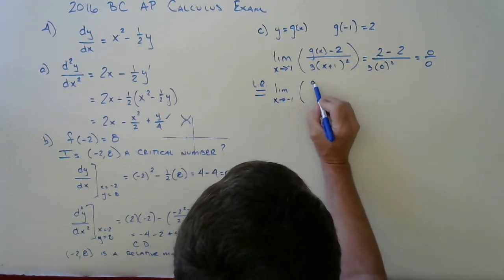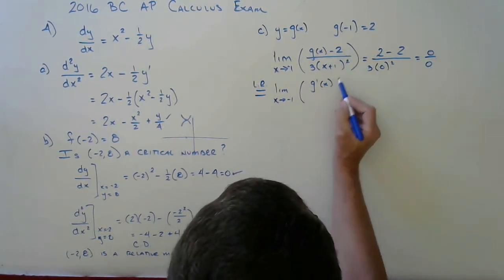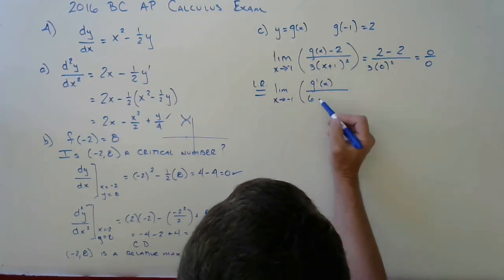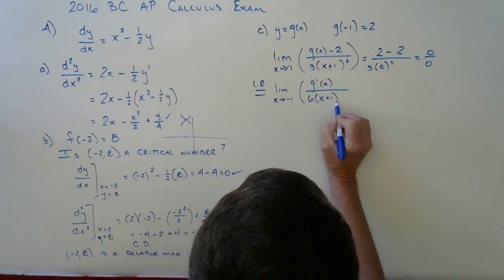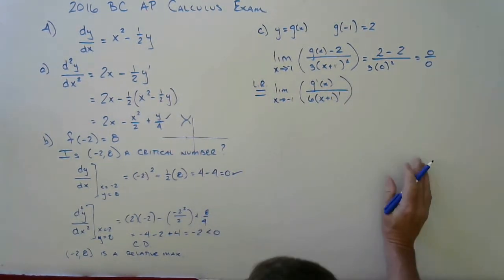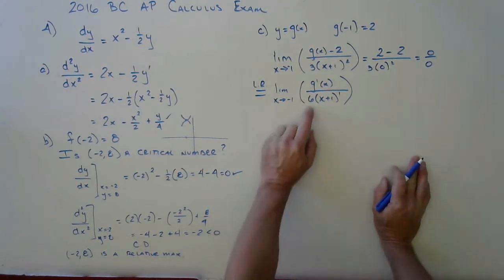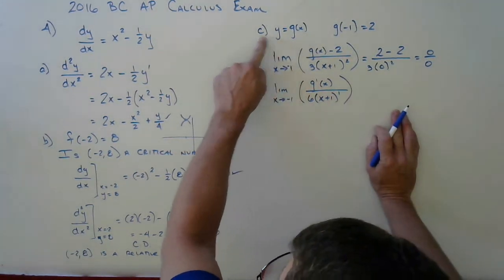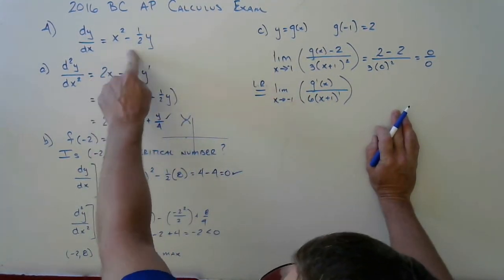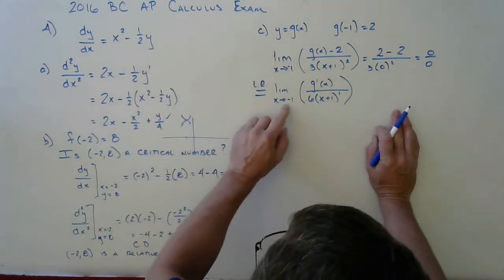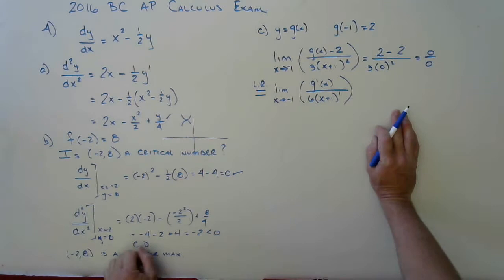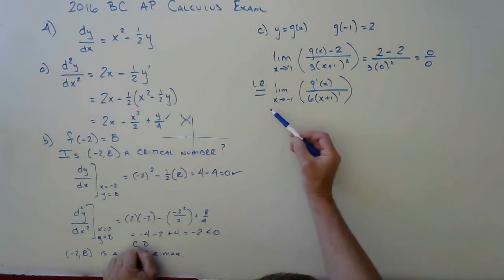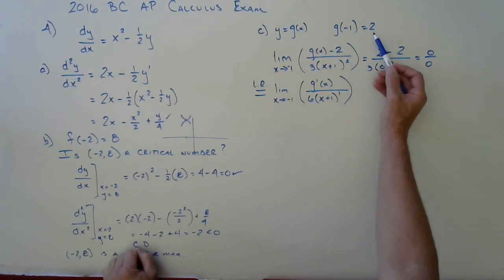Now what do I get here? I get g prime, because the derivative of 2 is 0. Down here I'm going to use the chain rule, so I get 2 times 3, that's 6, times x plus 1 to the first power. The derivative of what's inside, of course, is 1, and I'm back to here. Now I need to evaluate this. I know g prime. g is equal to y, so g prime is x squared minus 1/2 y. So I know the value of g prime because I know when x is -1, y is 2.